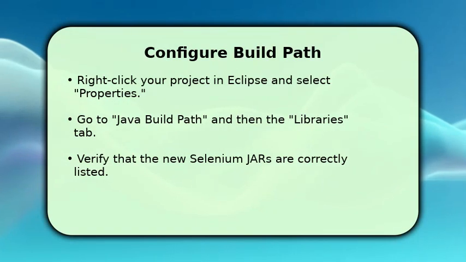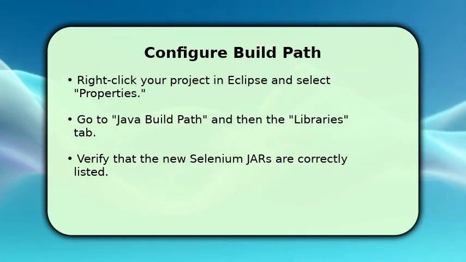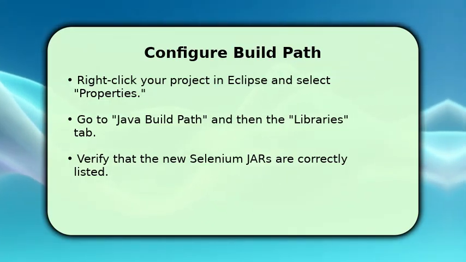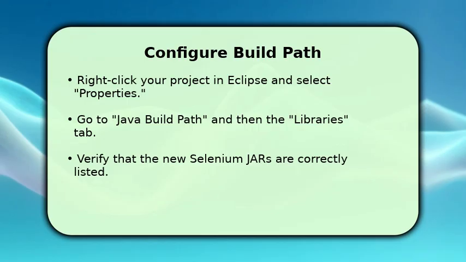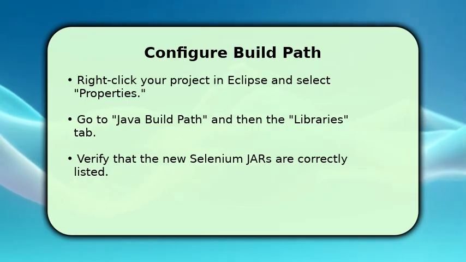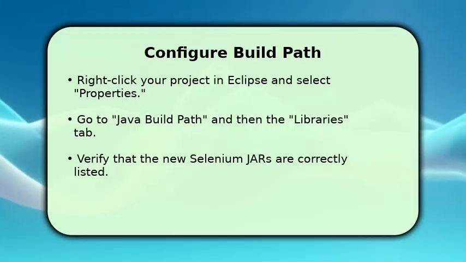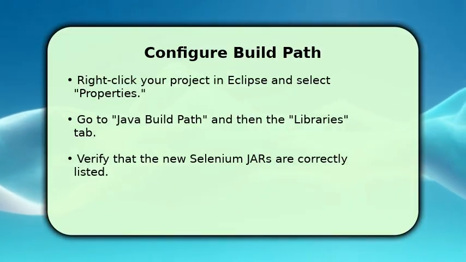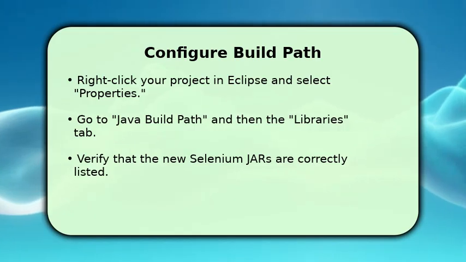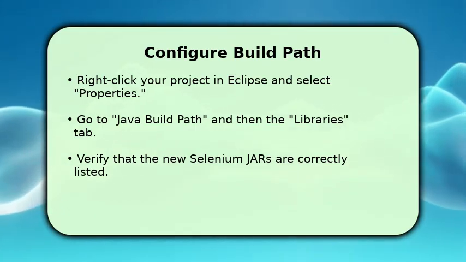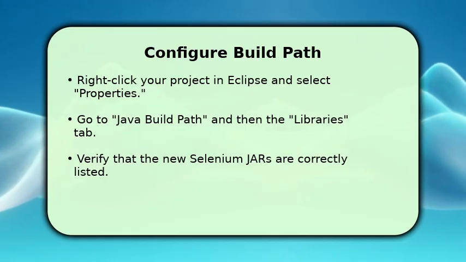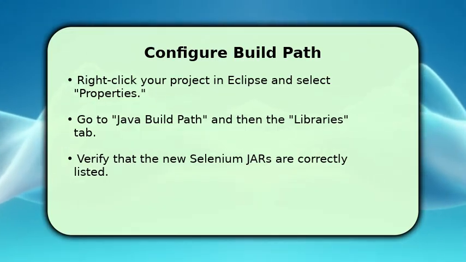With the new JARs in place, we need to configure the build path. Right-click on your project in the Eclipse Package Explorer and choose Properties. In the Properties window, navigate to Java Build Path and then select the Libraries tab. Here, you should see the newly added Selenium JAR files. Confirm that all the necessary libraries are present and correctly linked, ensuring Eclipse recognizes the updated Selenium version for your project.